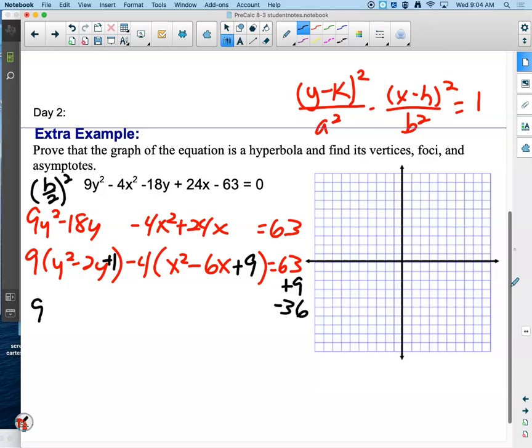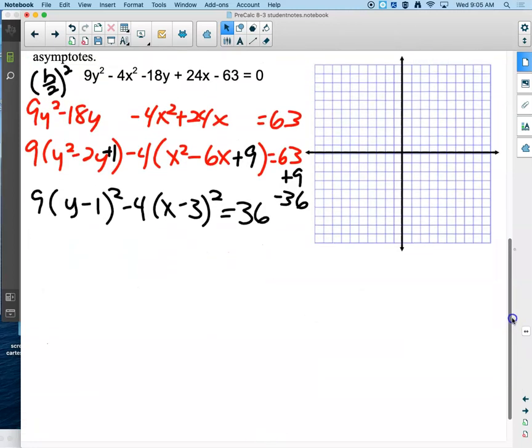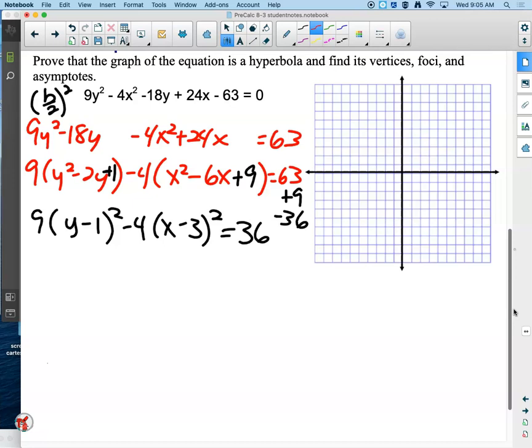So now we'll go ahead and write our binomial squared. So y minus 1 times y minus 1 would give us our y squared minus 2y plus 1. And then x minus 3 squared. And do a little bit of math on the other side. 63 plus 9 is 72, and 72 minus 36 just happens to be 36. So we've gone through this process before, and now I'm going to let you help me out a little bit more. So can somebody tell me what we should do next to get this to look like a hyperbola? All of the terms by 36.